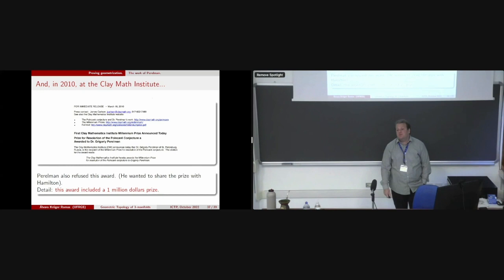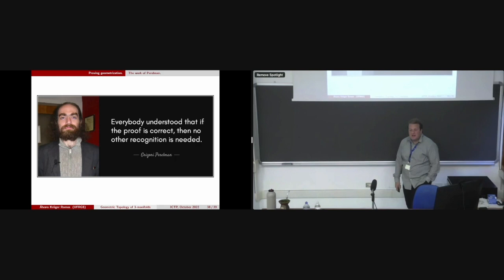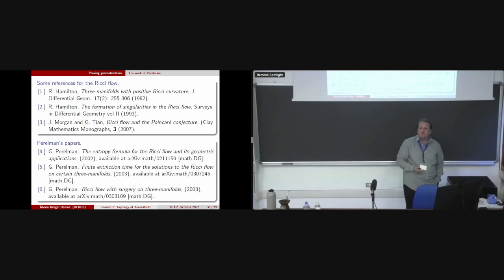And here's a quote by Perelman. Everybody understood that if the proof is correct, then no other recognition is needed. And he lived by it. He actually lived by it. Yeah, so here are some references for the Ricci flow. If you like the intuition, maybe you want now to tackle the analysis, and Perelman's papers. I mean, they are there on the archive. They were never published. He just posted them, and he's retired from research as far as the world is concerned by now. So yeah, I stop here. Thank you very much.